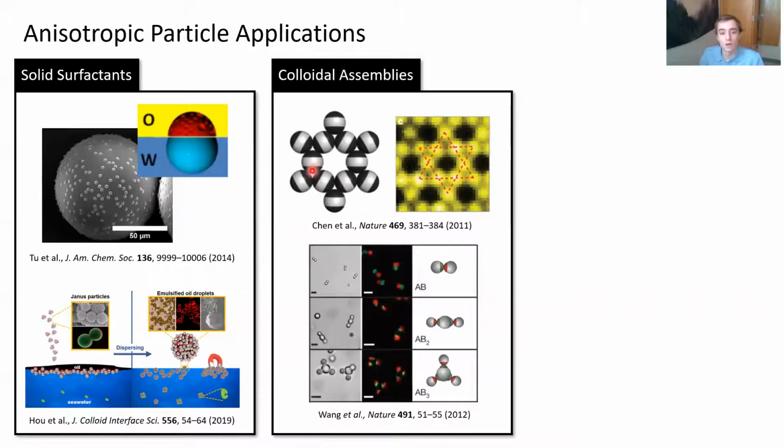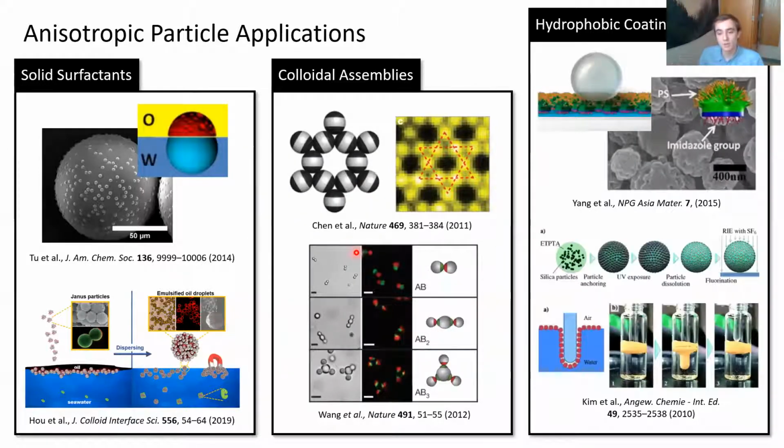If you have some kind of attractive chemistry that you selectively put on your particles, they can assemble together into lattices or molecular analogs. Or they can be used in hydrophobic coatings. If you have some kind of rough surface on one side and then a sticky surface on the other side that can adhere to a surface, you can use this to create hydrophobic coatings.